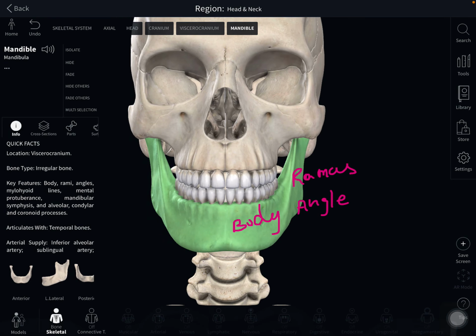Today's topic is the continuation of the osteology class, mandible. In the previous videos, we have done the norma frontalis, norma lateralis and norma occipitalis.